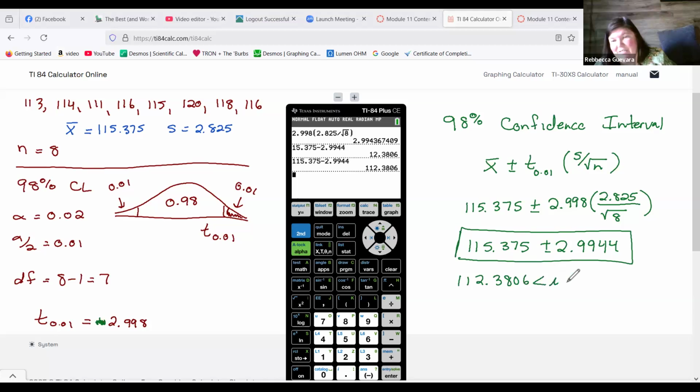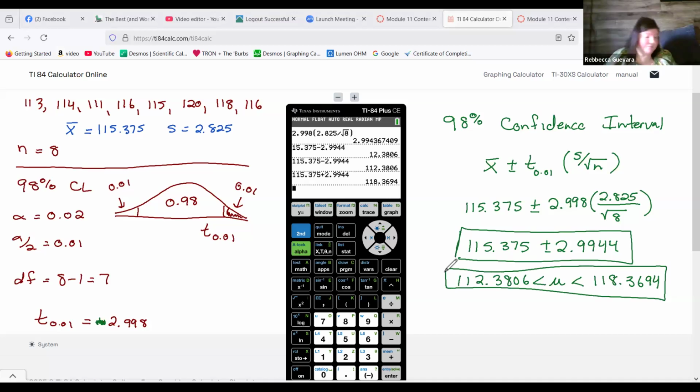112.3806 is less than mu, which is less than, so if I want the other side, second enter. So I can go back over to the minus, turn it to a plus, hit enter. 108.3694. So that is going to be my confidence interval.